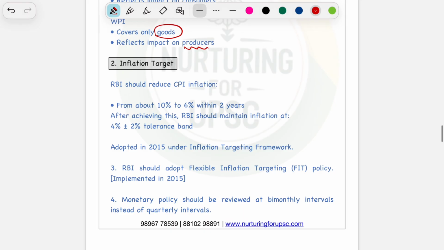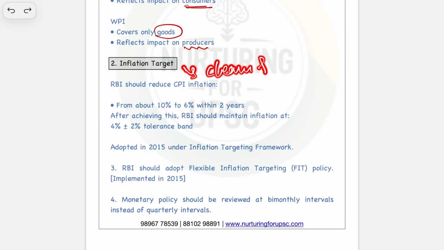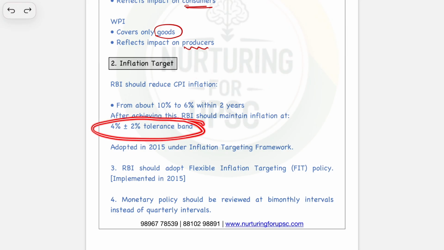Then they also talked about what should be the basis for RBI's monetary policy actions. The Urjit Patel Committee recommended that inflation targeting should be the clearer and only basis for monetary policy. That's why they have 4% plus or minus 2 as the target band. At the time the committee came in, inflation was quite high, around 10%, so they asked to shift from 10% to 6%.